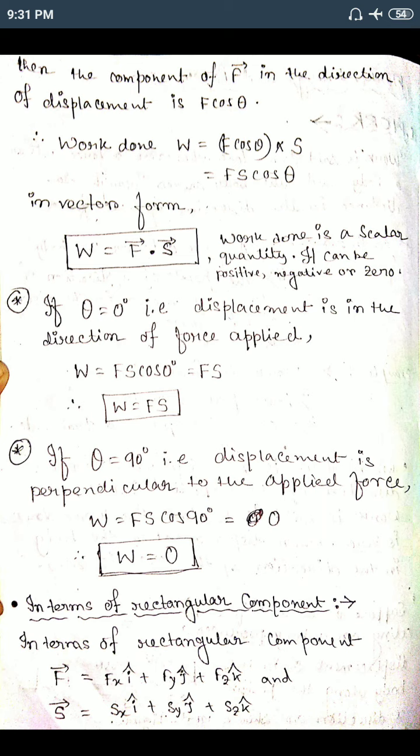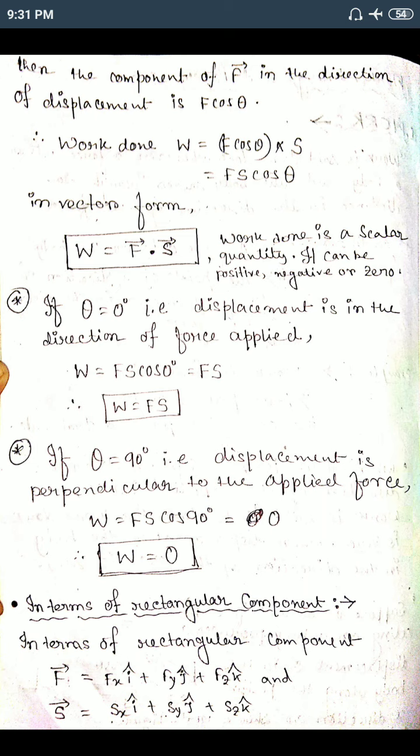Okay, so in vector form we can write W equals F dot S. Otherwise, in normal magnitude form, W equals Fs cos theta. Now here also we apply two cases. If theta equals 0 degree, it means the displacement and the force are in the same direction. So if it is the same direction, then theta equals 0 degree, and W equals F into S, because the cos 0 value is 1. So W equals Fs.